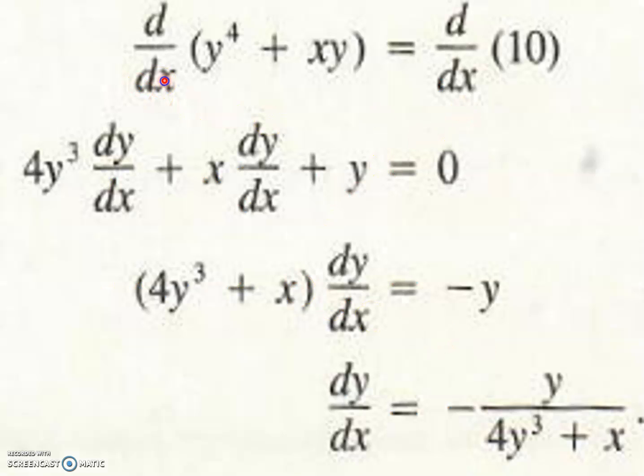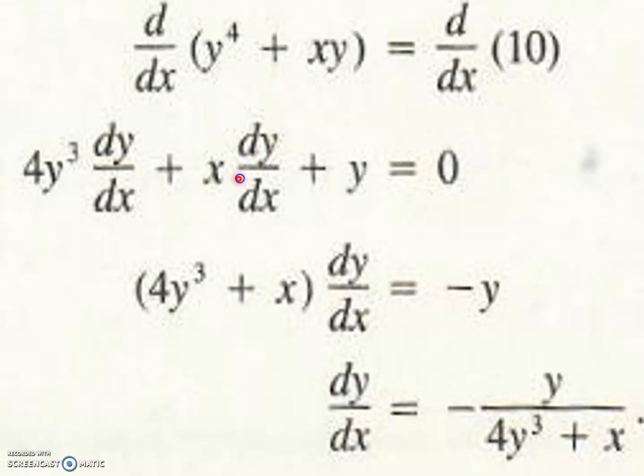So now the derivative of y raised to 4 plus xy is equal to d dx of 10. We know that it is 4y cube dy by dx plus x dy by dx plus y is equal to 0. How is it possible? Yes, for y raised to 4 we apply the derivative of x raised to n is n x raised to n minus 1. That's why 4y raised to 3, that is 4 minus 1, dy by dx remains the same.